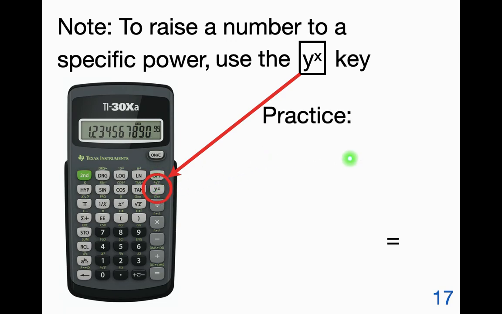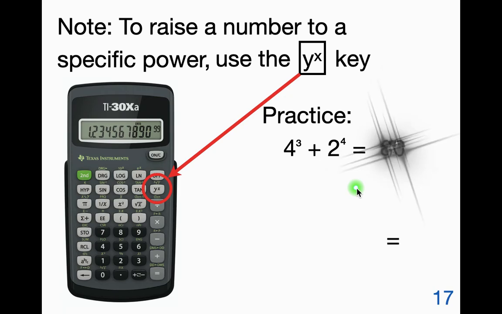So let's do an example here. Say we have 4 to the third power plus 2 to the fourth power. Well, to type that in, I would type in 4, and then hit the y to the x key. And when you do that, nothing's going to happen. But then type in 3, and then plus 2, and then hit y to the x key, 4, equals. Now, if you did that correctly, you should be getting 80. So when you try that yourself, pause the video, make sure that you can get that.